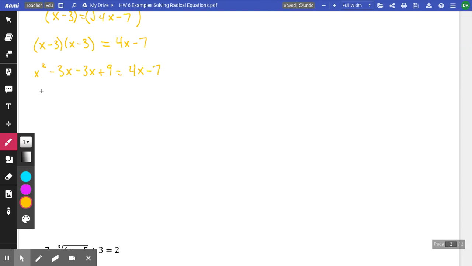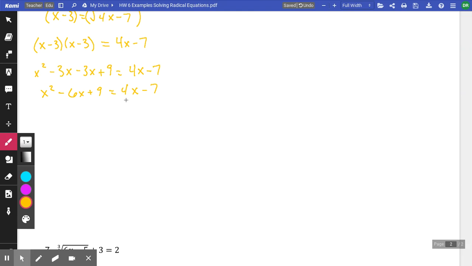Simplify a little bit over here. We have the two terms in the middle that combine to a negative 6x. So we have x squared minus 6x plus 9 equals 4x minus 7. And this is a polynomial equation of degree 2. This is a quadratic equation, so we need to make it equal 0 in order to solve.